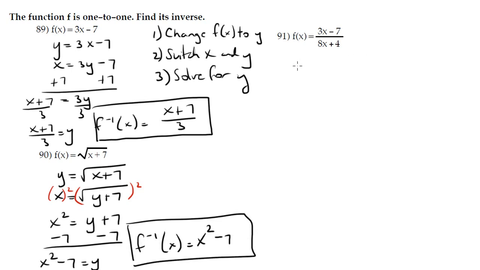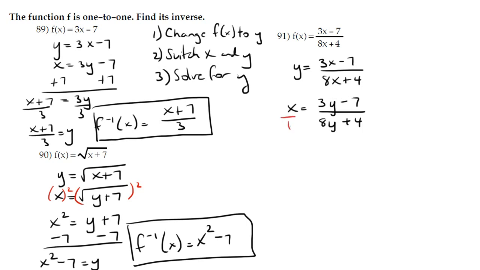Third one, I'm going to do the exact same thing. y equals 3x minus 7 over 8x plus 4. I'm going to switch x and y. I've got two x's here, so I'll switch both of them. And now I'm going to solve for y. I think I'll cross multiply here. So 8yx, oh, I should say 8xy, right? 8xy plus 4x equals 3y minus 7.